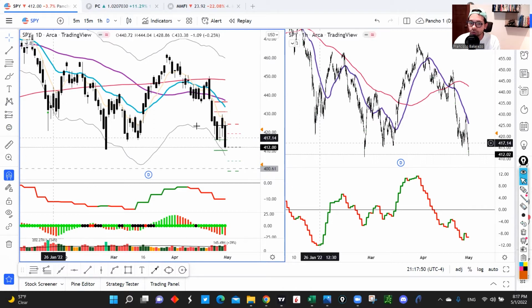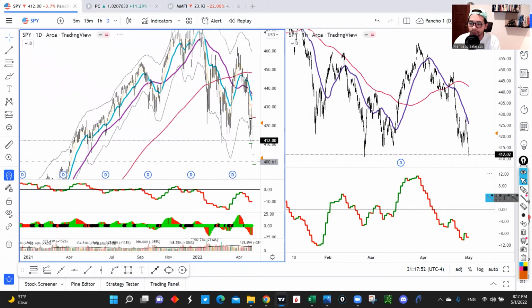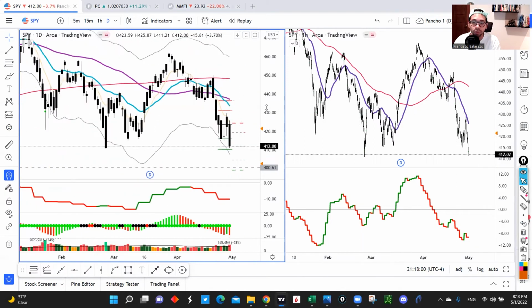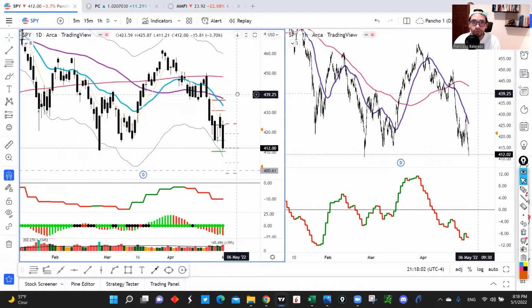And it's really interesting to understand that we actually have a gap. We have a non-filled gap somewhere around that 400 area in the SPY. So my expectation is that this will continue to move lower. Perhaps we have a bounce at the start of the week, but I expect that bounce to fail and the market to continue to trade lower.